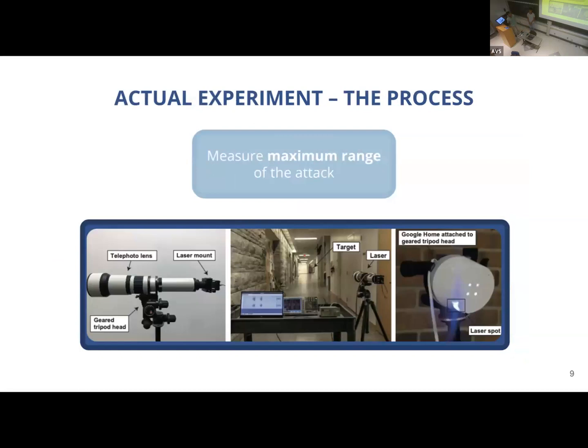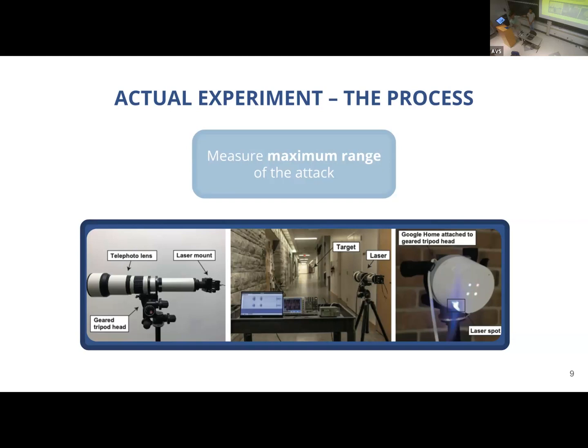The second one here is basically measuring the maximum range. So how far can you be? This is probably more pertinent to an attacker because if you have to be in the vicinity or right next to it, it's probably not as useful. But if you can be 100 meters away, that's probably something that needs to be patched immediately.